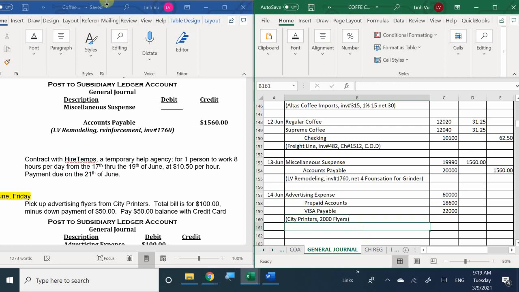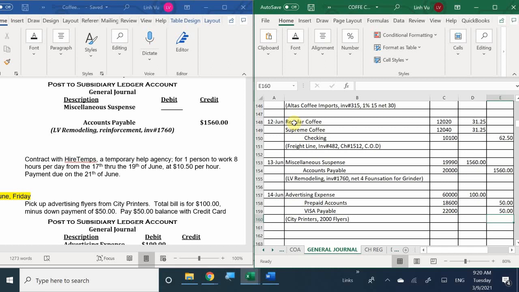Now, how much was my total advertising expense? What was the total bill for? $100. How much was my voucher or prepayment for? $50. And lastly, how much am I paying the remaining with? $50. So there you go, my debits match my credits. Because I'm redeeming all 2,000 flyers right now, I have the total advertising expense.